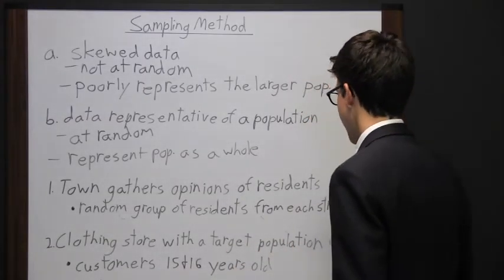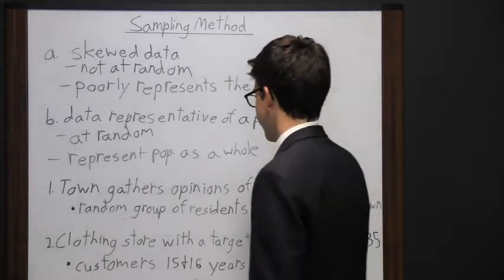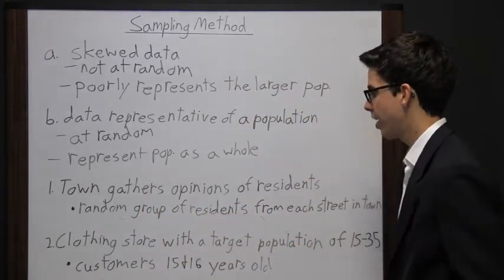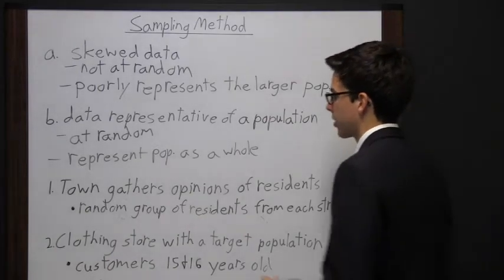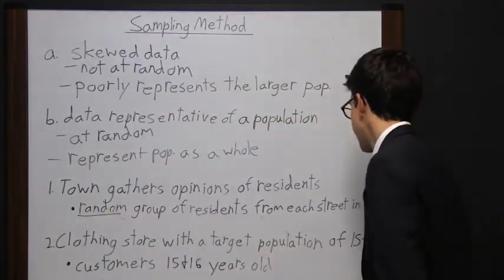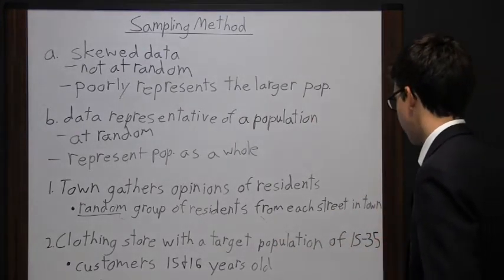So a town wants to gather opinions of residents. So it interviews a random group of residents from each street in town. So this is a great way to go about it because remember it has to be at random. So it says that right there. It's a random group of residents, and it's from each street in town.